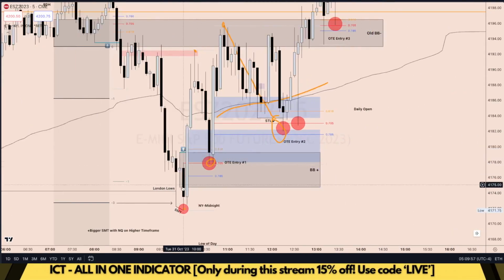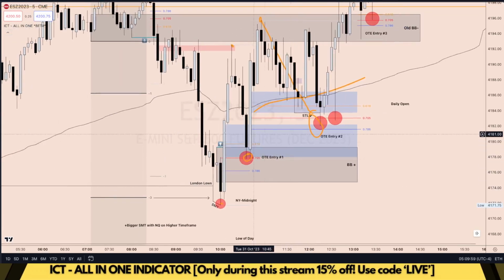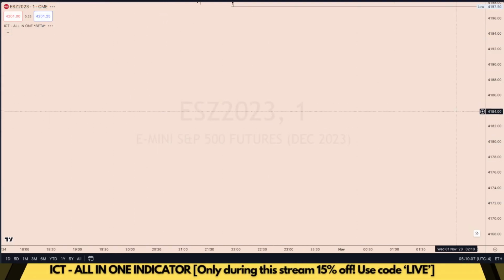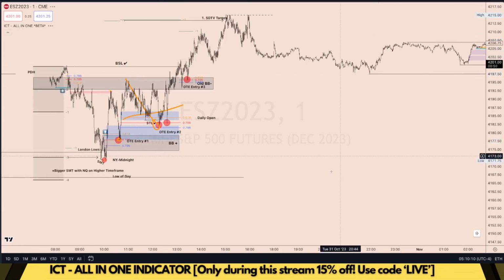Breaker block, last highest up closing candle. Sometimes during the New York session, where price is moving rather quickly, the breaker block would look much better if you drop down to the 1 minute time frame. Let's see where we're at.